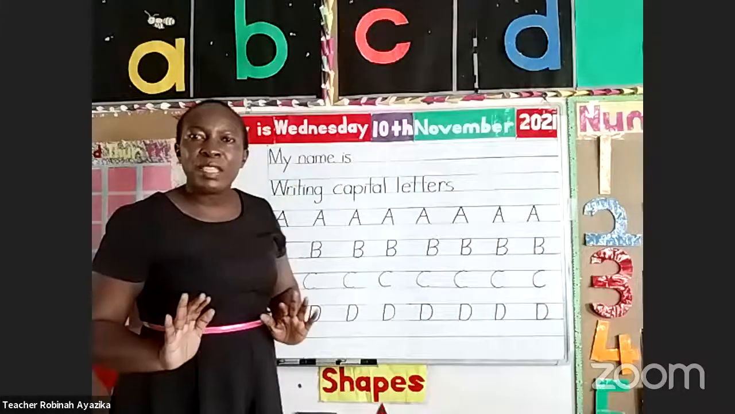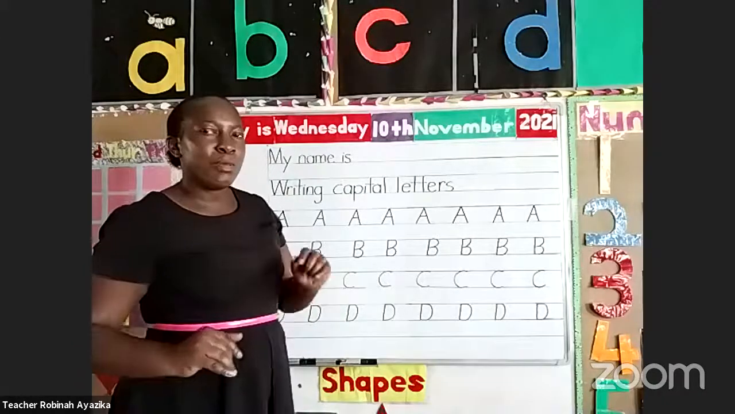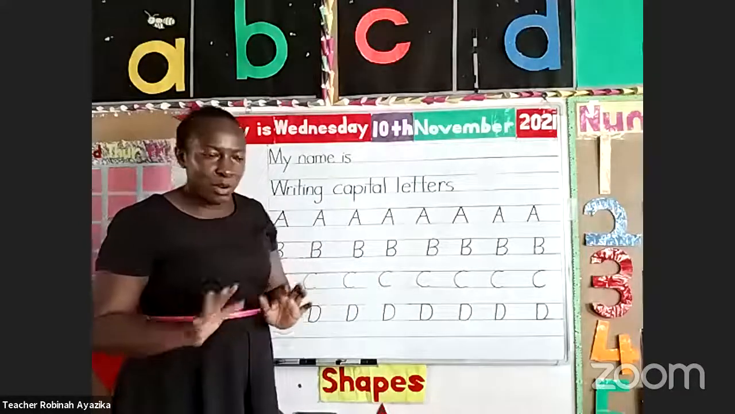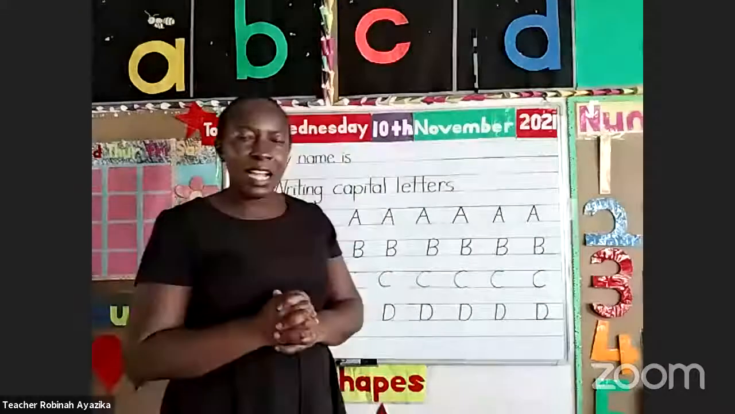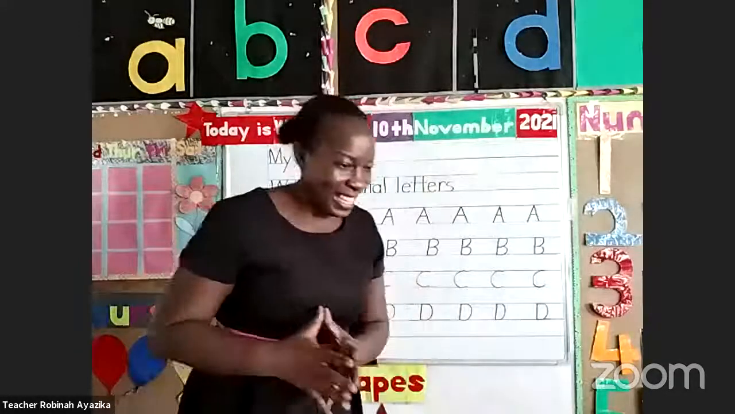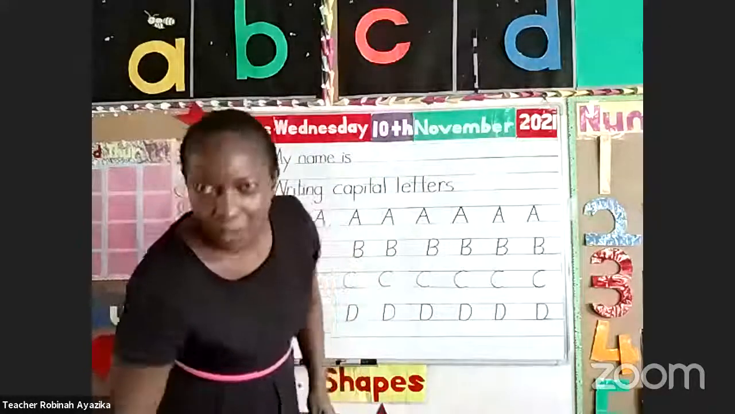You can even type in the chat and tell me, like Teacher Robinah, from D we go to this letter. So we should learn how to write the capital letter. Okay, if Ella cannot unmute, E. Oh, thank you, Ella. From D we go to E.